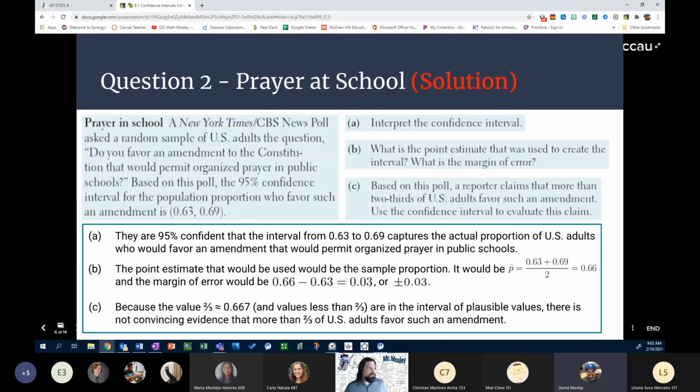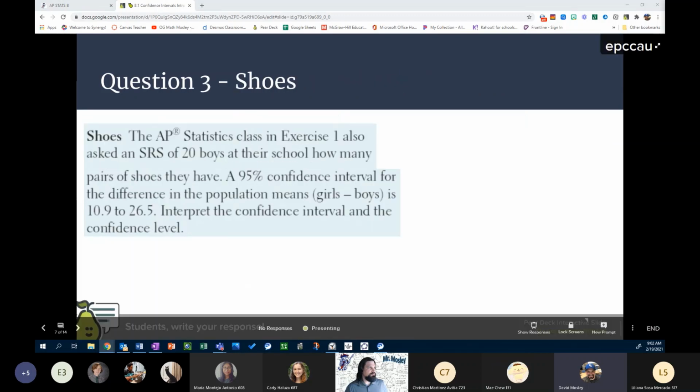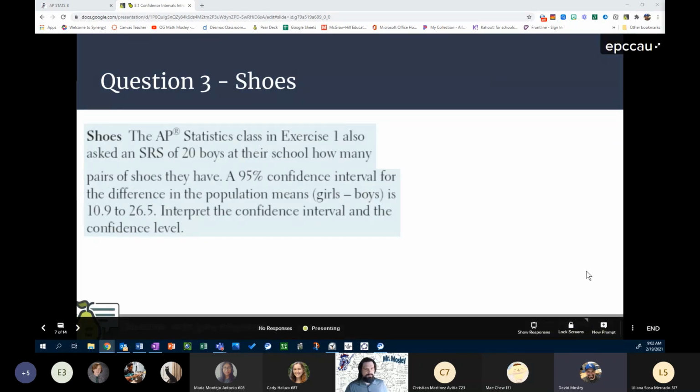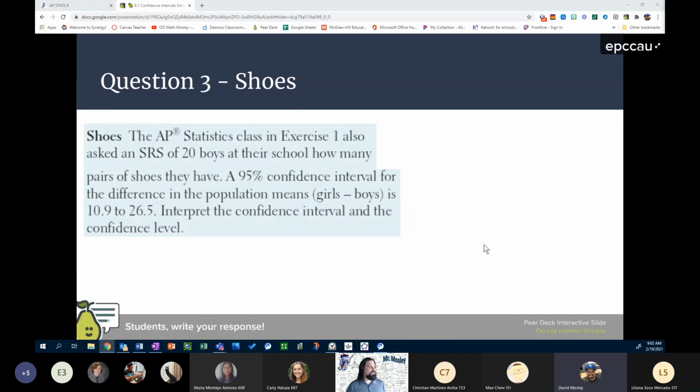All right, let's look at our next question. This actually has a little bit of reference to a previous problem that we're not seeing today, so I'll give you that context as well.